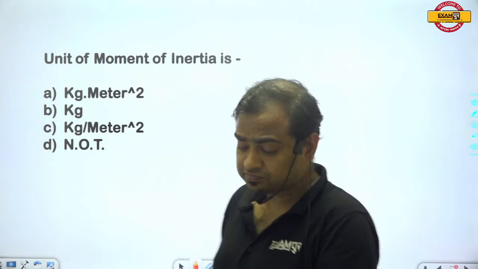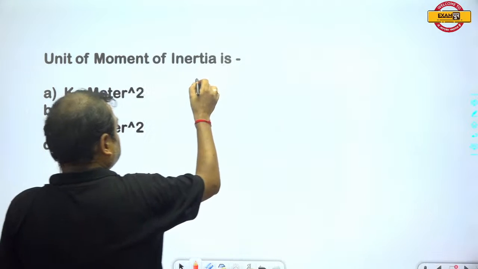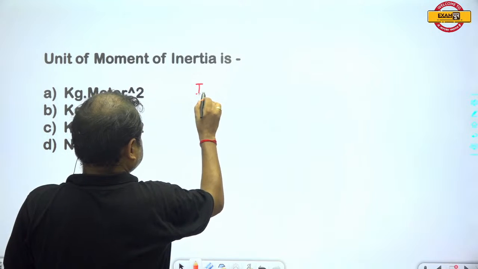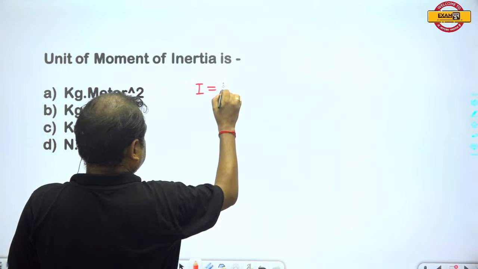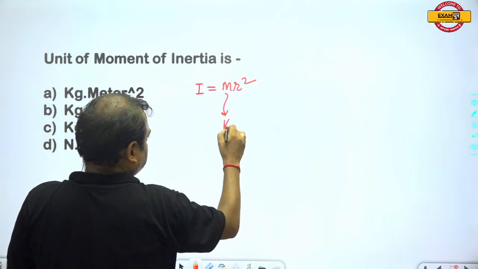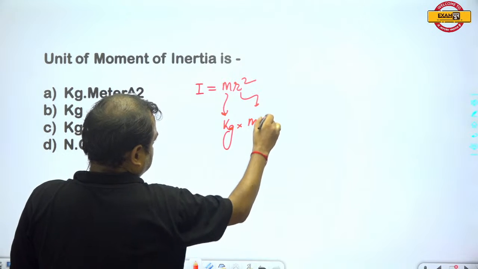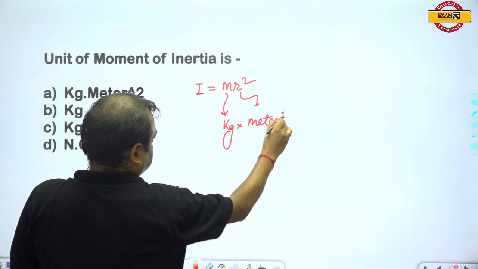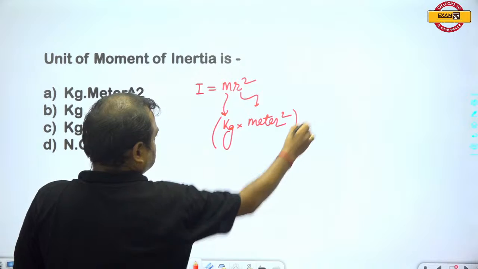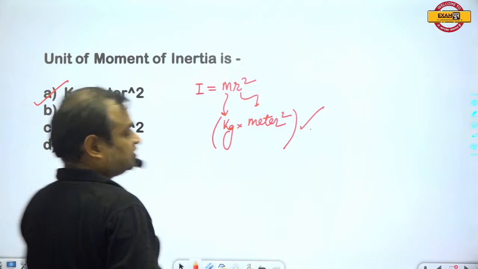Great. So, moment of inertia. Moment of inertia is described as I is equal to mr square, where m is the mass and r is the distance in meters. Kilogram into meter square. So this is the correct answer.